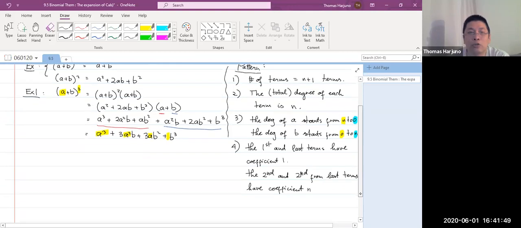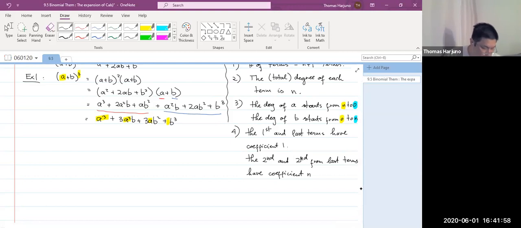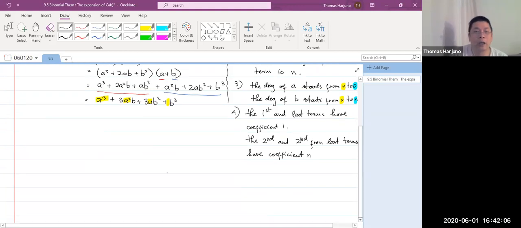Now, for now, I need you to memorize this. Later on, we have more and more to memorize, but I think these four things here are quite easy to memorize. So for example, if I want to do the expansion of a plus b, let's say to the 7th, then there should be 8 terms. Okay, 8 terms.